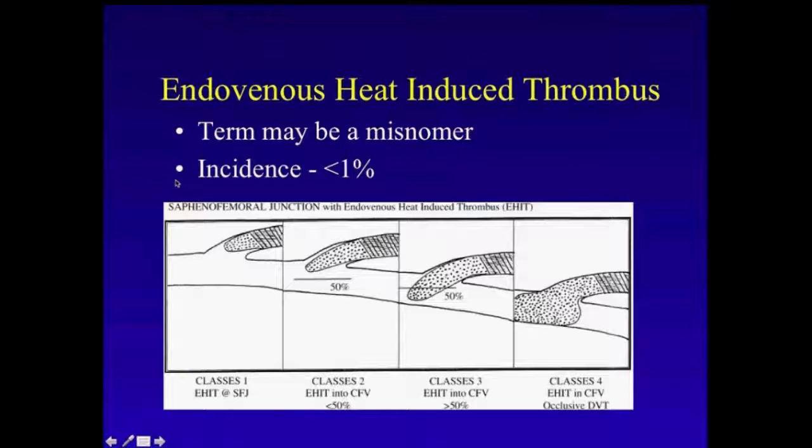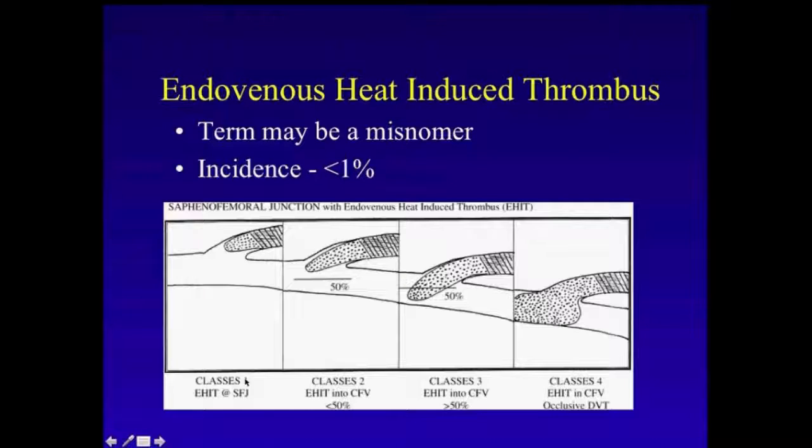One way to describe these transjunctional thromboses into the deep system is to use the classification that's been termed the endovenous heat-induced thrombus or thrombosis, or EHIT. I'm not sure these are all heat-induced thromboses, but it is a heat procedure where it happens, so we'll go with that nomenclature for now.